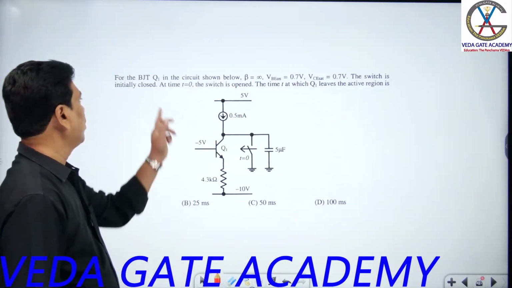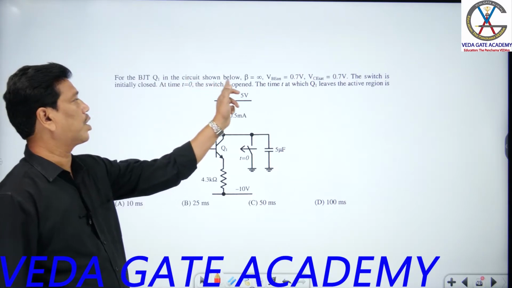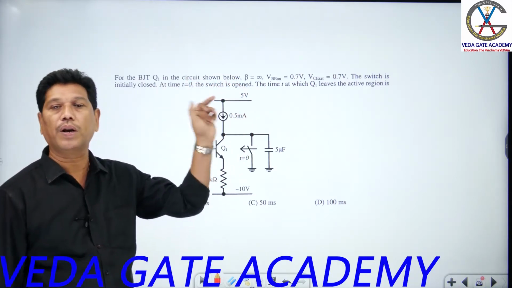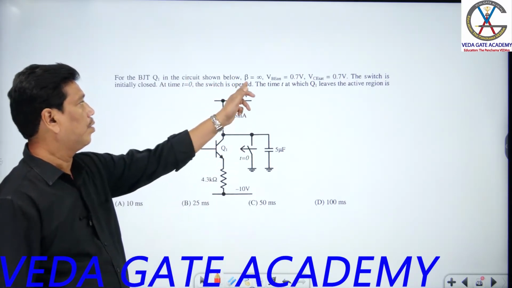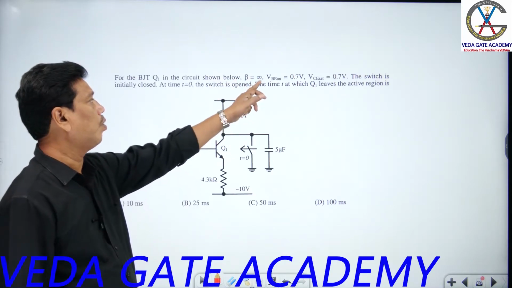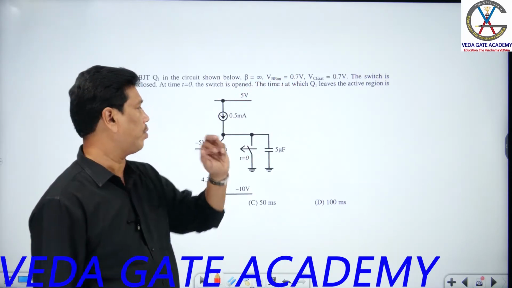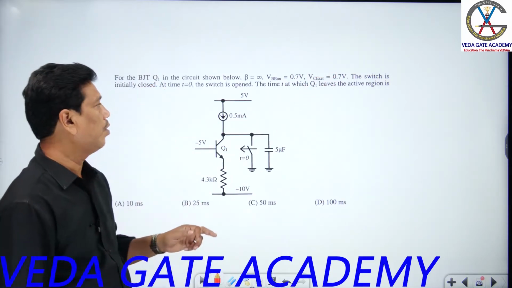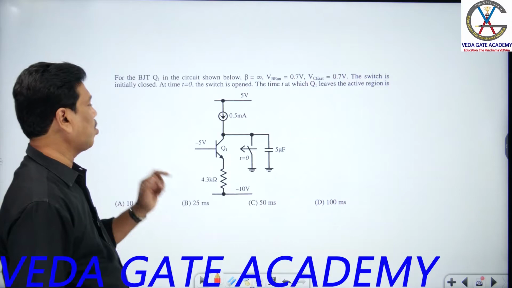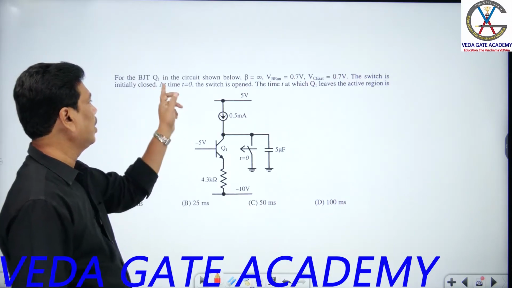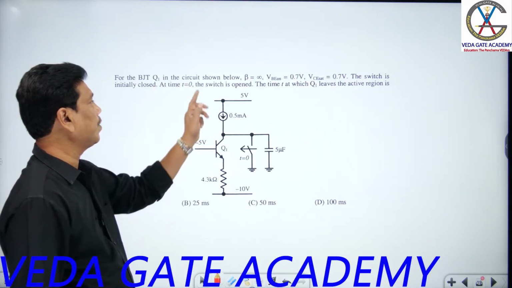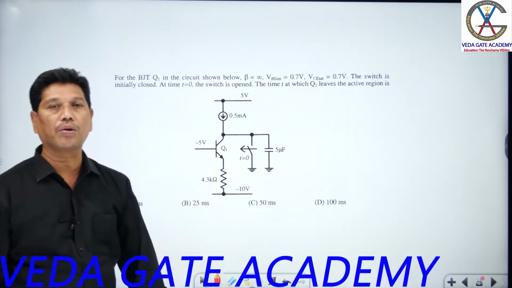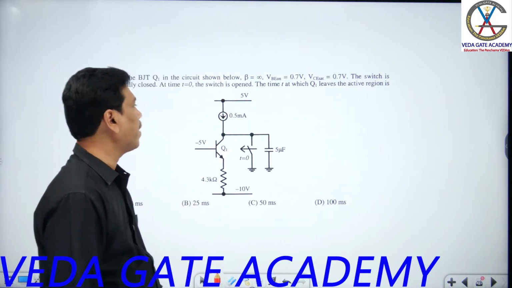For the BJT Q1 in the circuit shown below, beta is equal to infinity, VBE on is equal to 0.7 volt, and VCE saturation is 0.7 volt, given. The switch is initially closed. At time t equal to 0 seconds, the switch is opened.